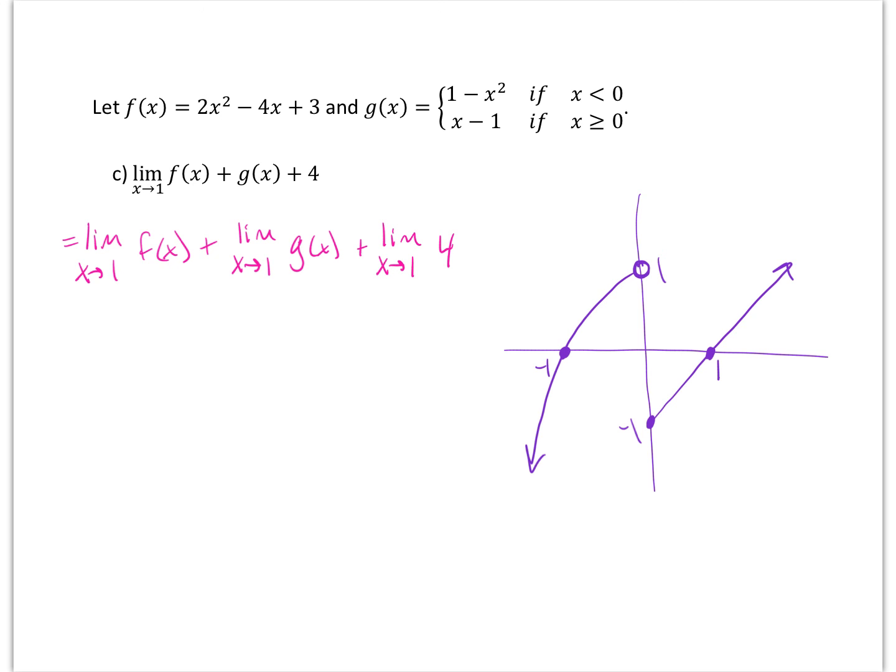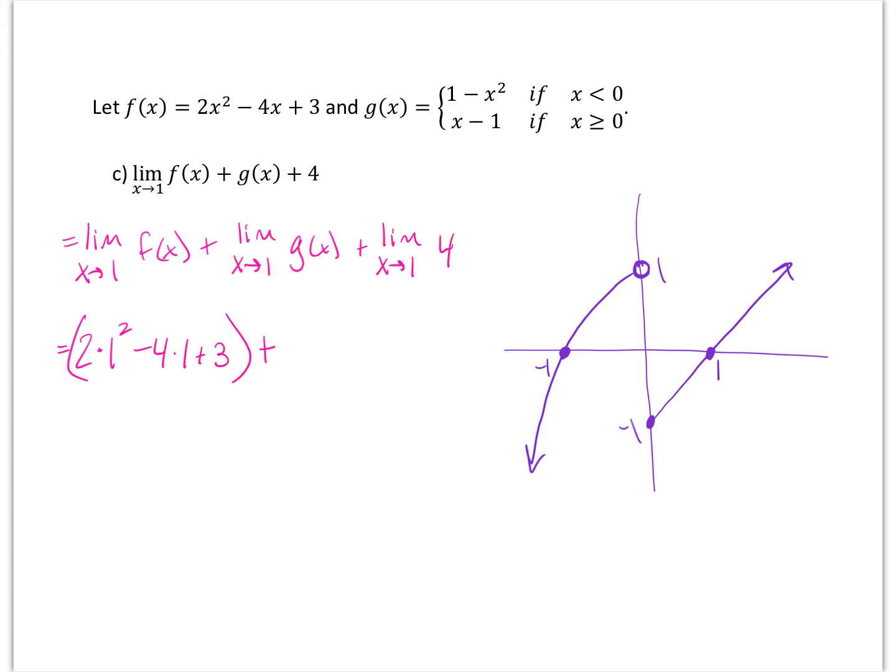Okay, so the limit as x approaches 1 of f of x is a polynomial. Polynomials are always continuous, so I can just plug 1 into this formula. So if I plug a 1 in here, I'm going to have 2 times 1 squared minus 4 times 1 plus 3. So that's my limit as x approaches 1 of f of x.